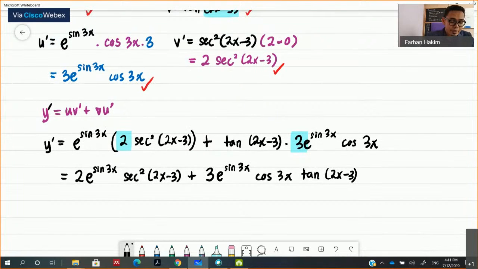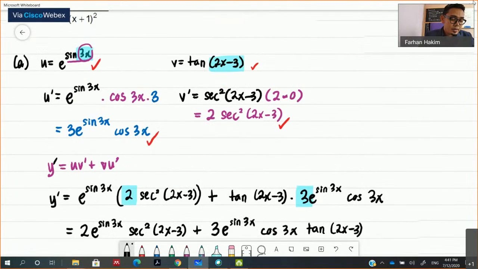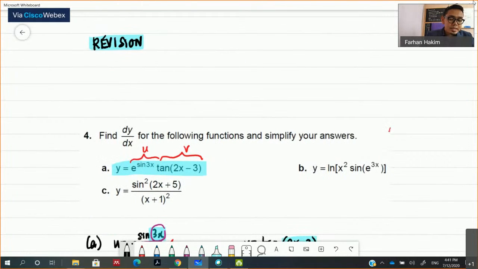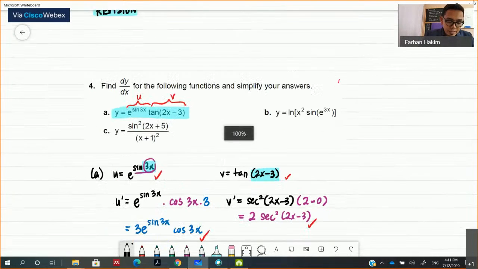All right, we can even factorize e to the power of sine x in this case, but I think you can just stop here. So you're done with the differentiation of question number A. All right, so let's now move to question number B. So we have this, all right?